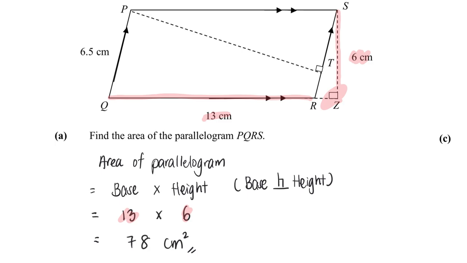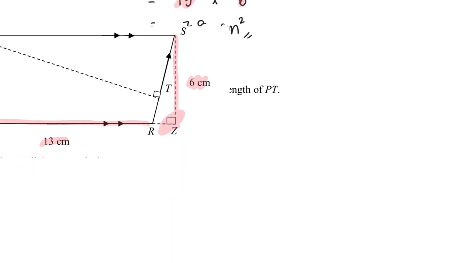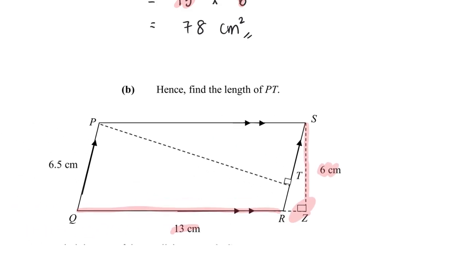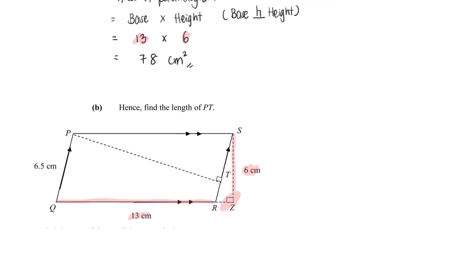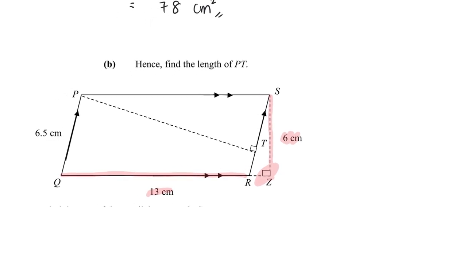Now, I'm going to just make a quick copy of this and bring it down. So to explain the next part here, now that we know the area is 78 cm square, is there another way I can find the area of the parallelogram? Do you see that this is also 90 degrees to each other, perpendicular to each other? Which means to say that, anyway, this is a parallelogram, so this is 6.5 cm.